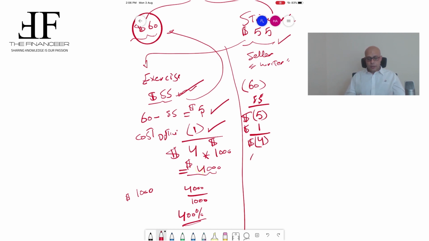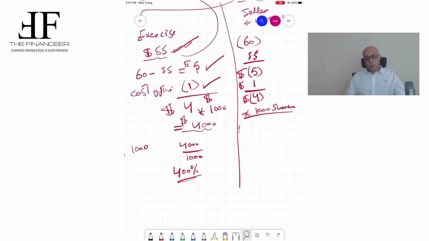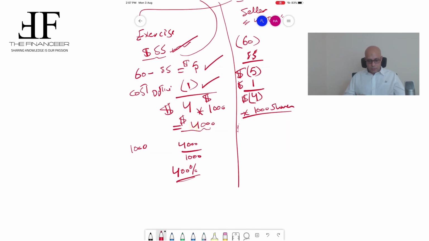This is the net loss on the seller side. On how many shares? The seller is going to multiply by 1,000 shares. So the total loss will be $4,000. This is on the writer side of the call option. Okay, clear. So the total loss on the seller side is $4,000.